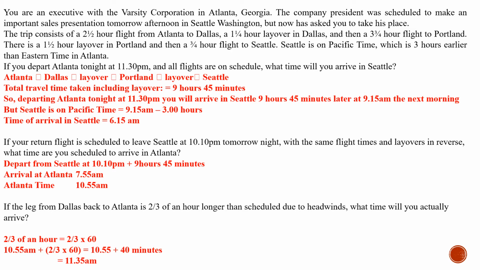If the leg from Dallas back to Atlanta is 2/3 of an hour longer, first of all, I told you 2/3 of an hour, you change it to minutes first. You times it by 60. Then you add it to the time before that, and you will get 11:35.